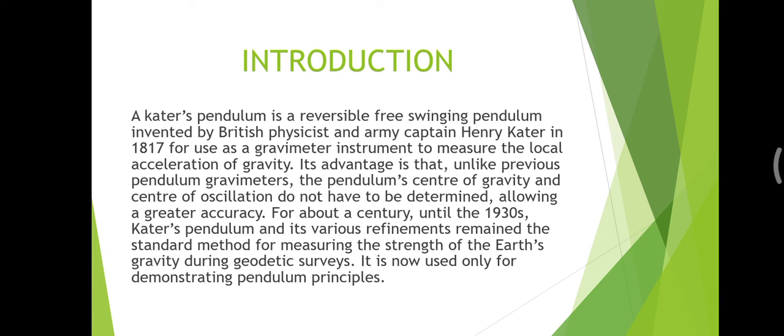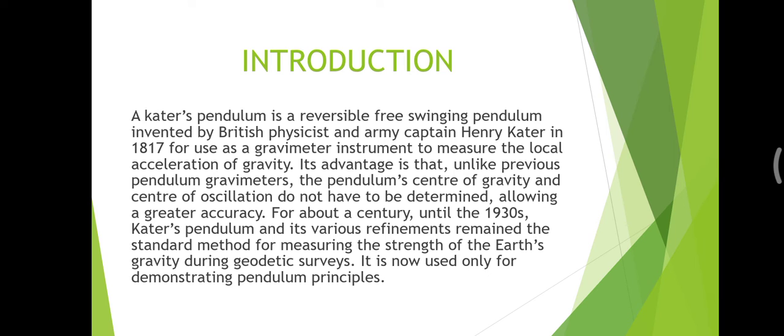Introduction. A Kater's pendulum is a reversible free-swinging pendulum invented by British physicist and army captain Henry Kater in 1817 for use as a gravimeter instrument to measure the local acceleration of gravity. Its advantage is that, unlike previous pendulum gravimeters, the pendulum's center of gravity and center of oscillation do not have to be determined, allowing a greater accuracy.